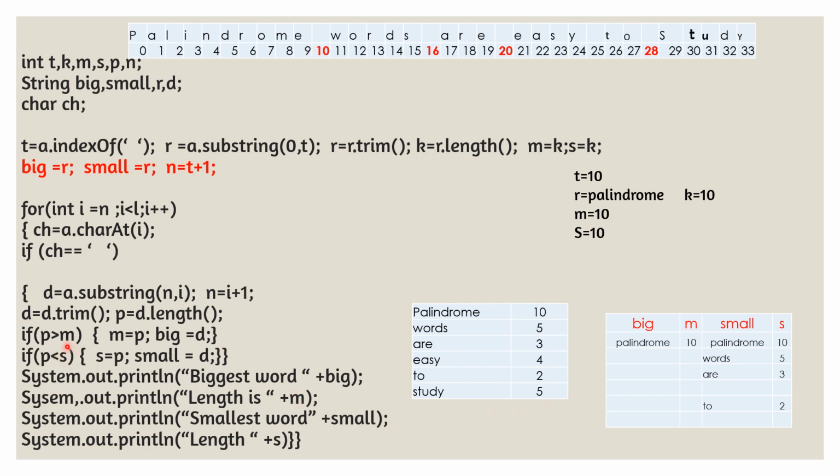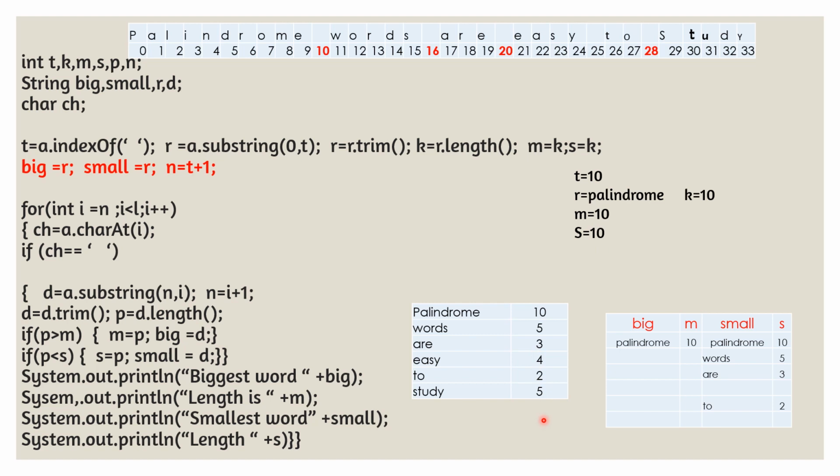If P is greater than M: M is 10 in the beginning and S is also 10. So the length of the first word is 5, and 5 is not greater than 10. If P is greater than 10, then the variables will be exchanged. And now in this case, the first word is palindrome and that is the longest word. So the lengths of the other words will be less than the first word.